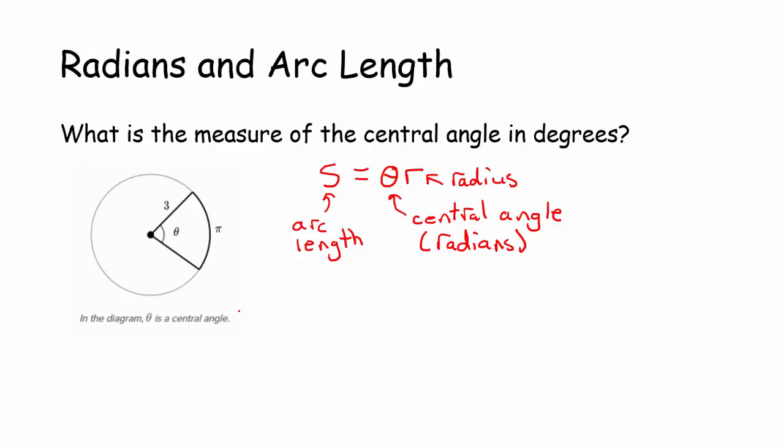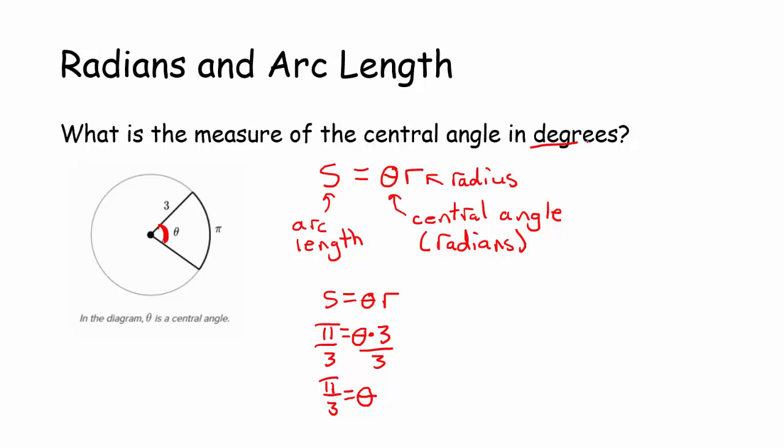So let's do this example here. We've got a circle where theta is the central angle. It says, what is the measure of the central angle in degrees? Let's set up our formula. We know S equals theta r. S is the arc length. The arc length is pi. We're solving for theta, and the radius is 3. So we divide both sides by 3, and we get pi over 3 equals theta. So pi over 3 is the measure of the central angle in radians. This angle right here, this theta, is pi over 3 radians.